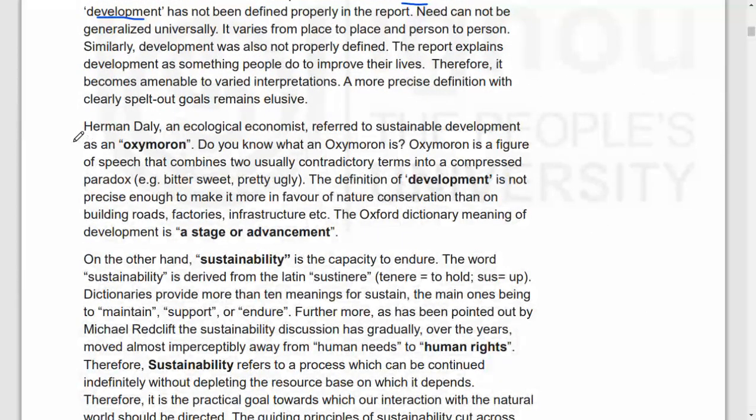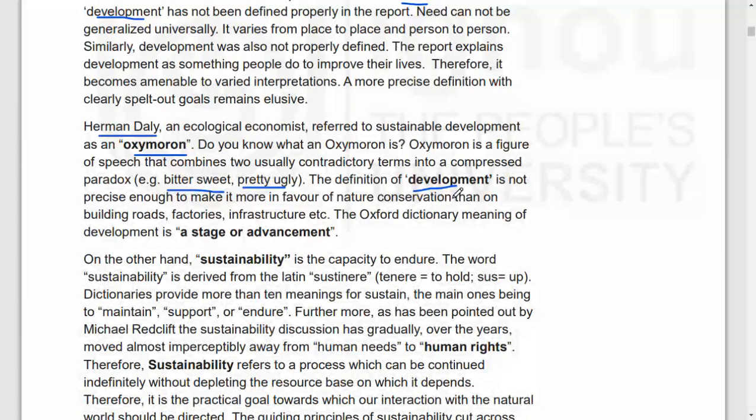Herman Daly and ecological economists refer to sustainable development as an oxymoron. Do you know what an oxymoron is? An oxymoron is a figure of speech that combines two seemingly contradictory terms into a compressed paradox. Examples: bittersweet, pretty ugly. The definition of development is not precise enough to make it more in favor of nature conservation than of building roads, factories, infrastructure, etc.